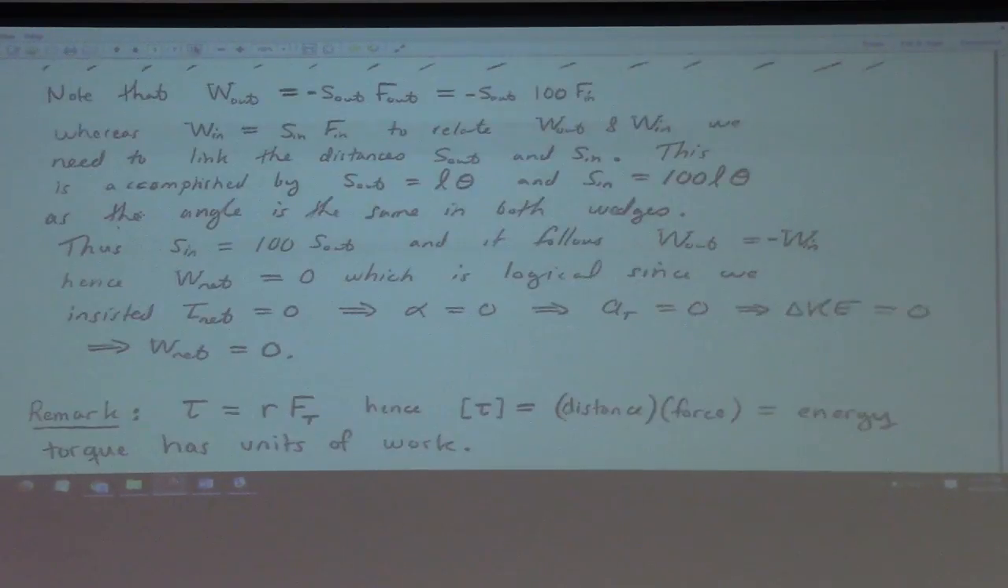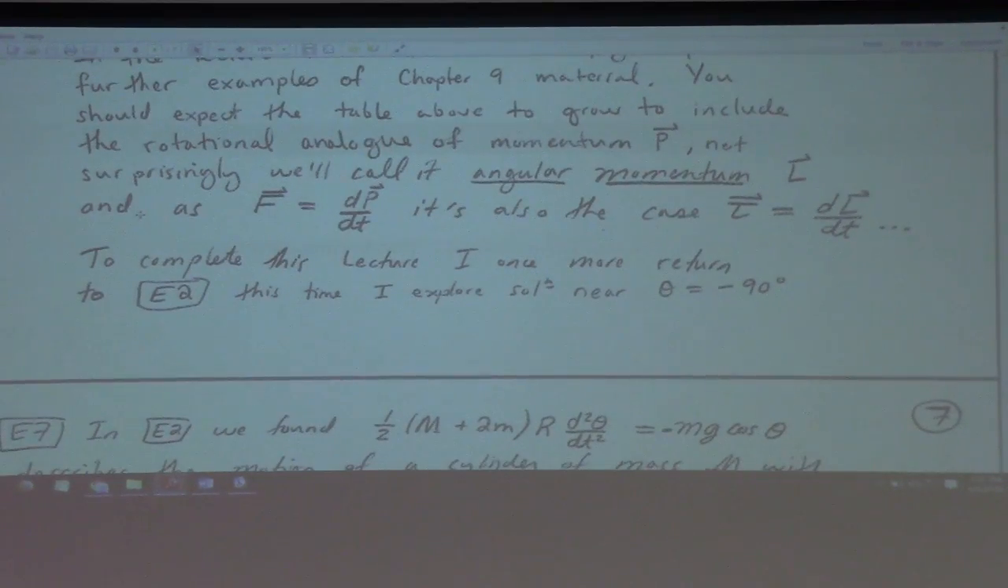Now, skipping back ahead a little bit here.